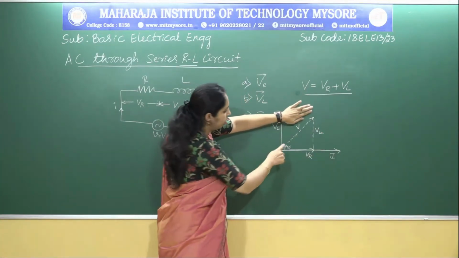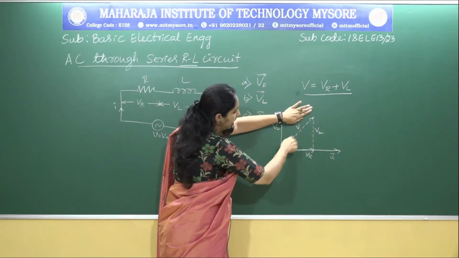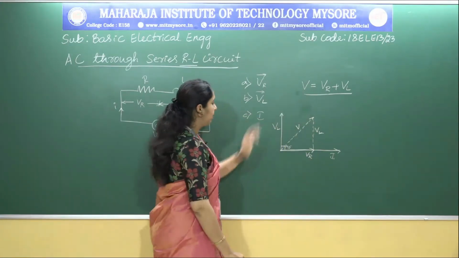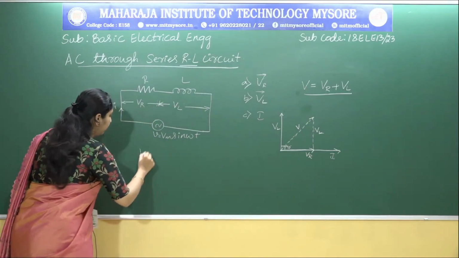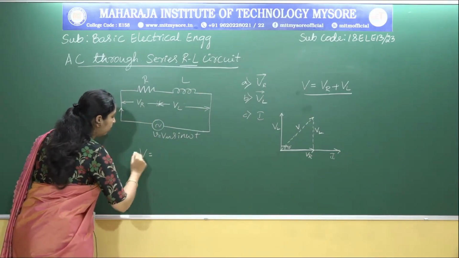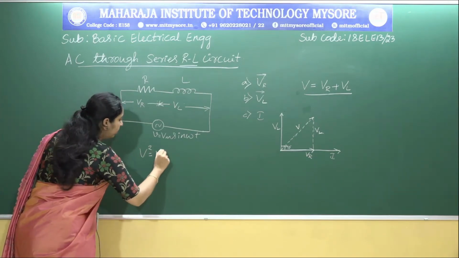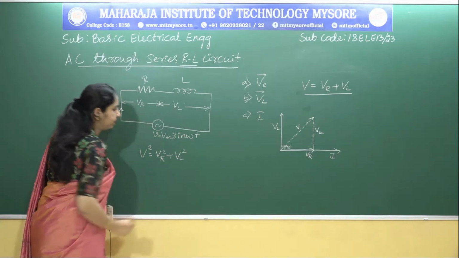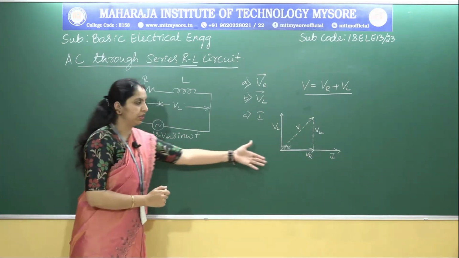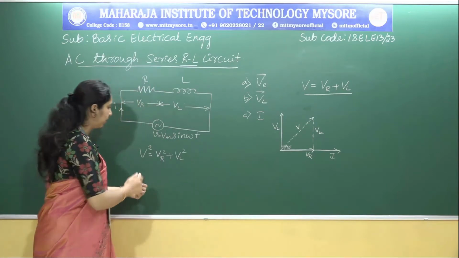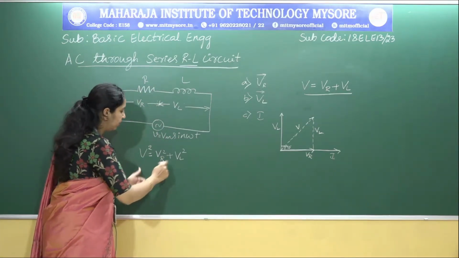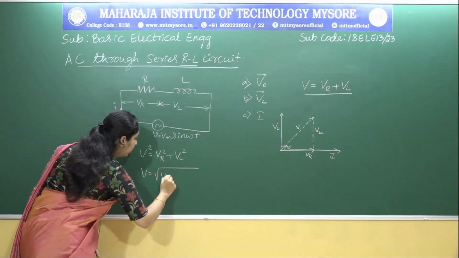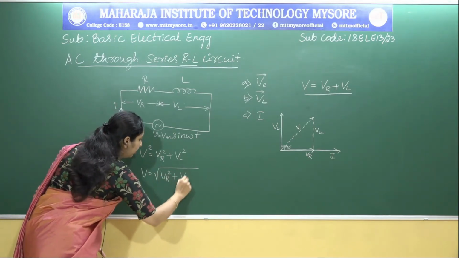Now look at this triangle here. We have VR, VL and V. So apply the Pythagoras theorem. We get V square is equal to VR square plus VL square, or V is equal to the square root of VR square plus VL square.